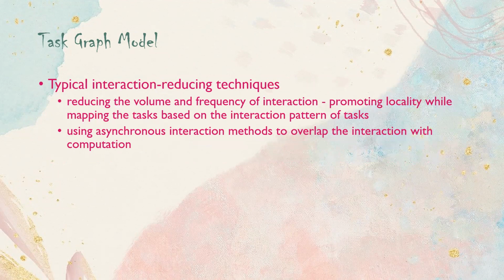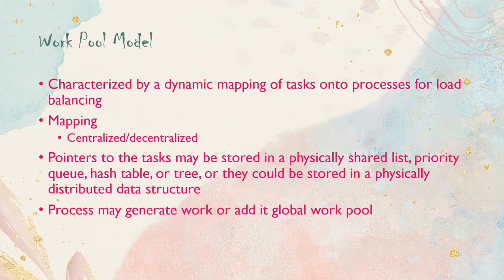So what is the technique used for reducing the interaction? Reducing the volume and the frequency of interaction can be done by, as we have seen in the other example, promoting locality while mapping the tasks based on the interaction. And you can also try to overlap your computation with your interaction, thereby bringing down the time for doing the task.